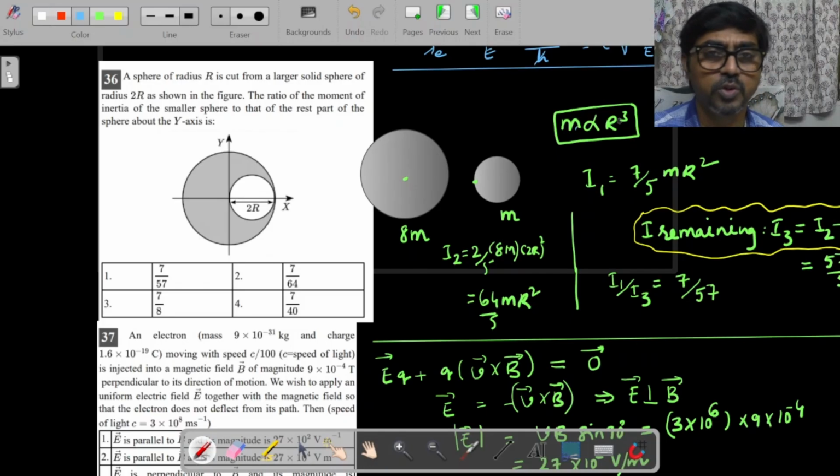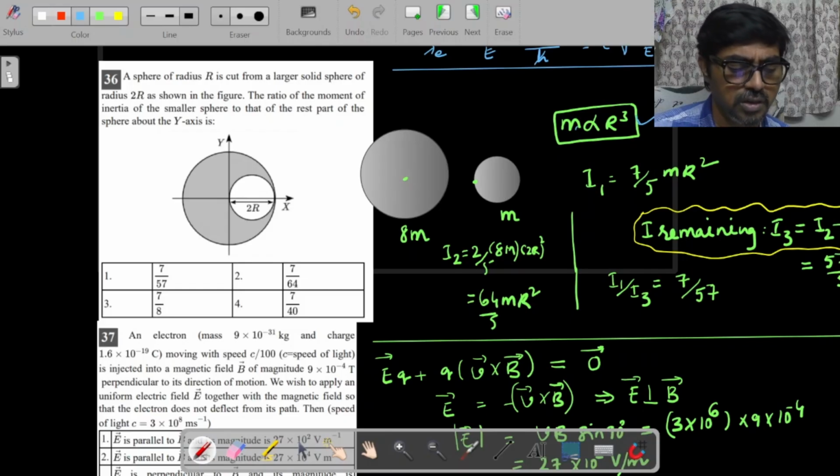We know that mass is proportional to volume, and volume is proportional to radius cube. So mass is proportional to radius cube, that is one important point. Now when the radius is doubled, the mass becomes 8 times, because of radius cube. So if the smaller sphere has mass m, then the bigger sphere will have 8m mass when the radius is doubled. So the bigger sphere is 8m, the smaller sphere is m. If you remove the smaller sphere from the bigger sphere, the remaining will have only 7m mass. Okay, let us consider that.